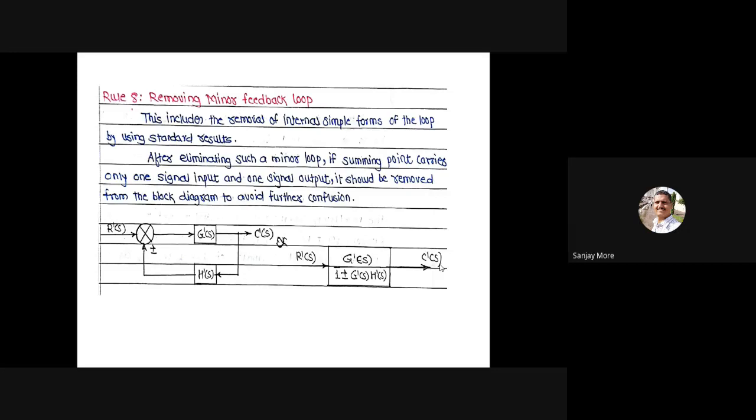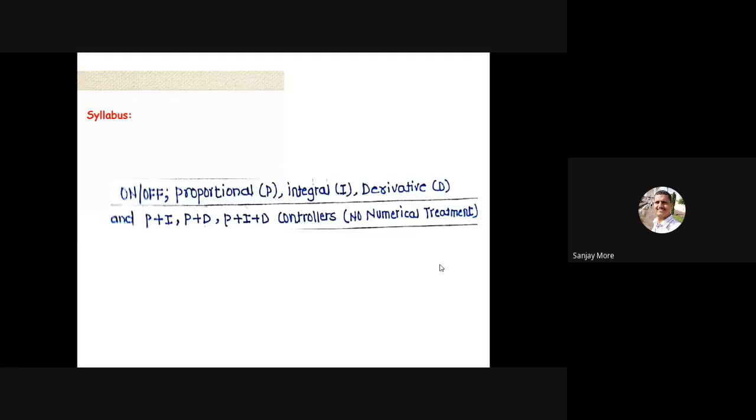So these are the total 8 rules of reduction of block diagram, and today we are starting a new point, modes of control. This is the last point of this chapter. Okay, so there are three subparts in total. First one is the introduction of control system, second, block diagram representation, and third, modes of control. So we are going to start the third point, the last point of this chapter, modes of control.